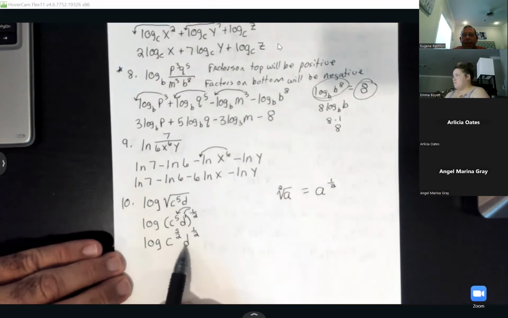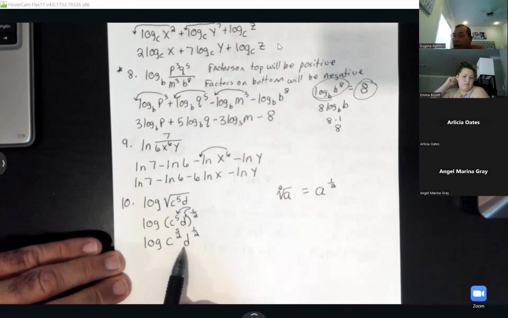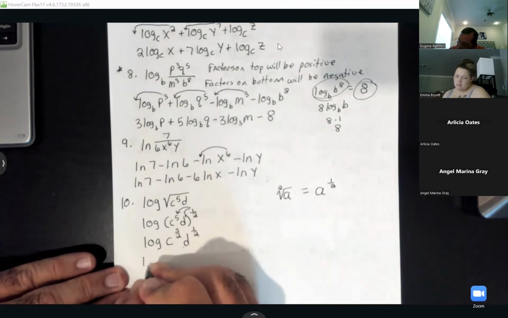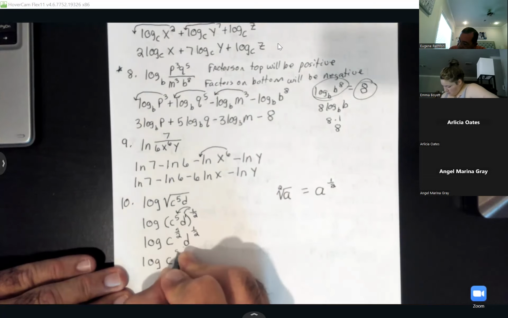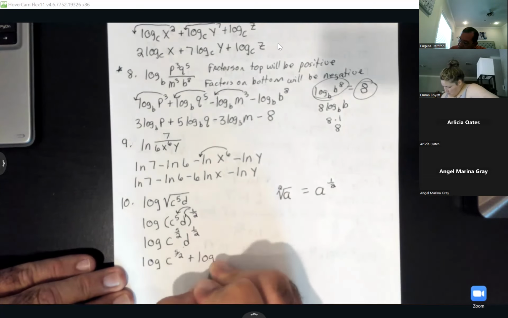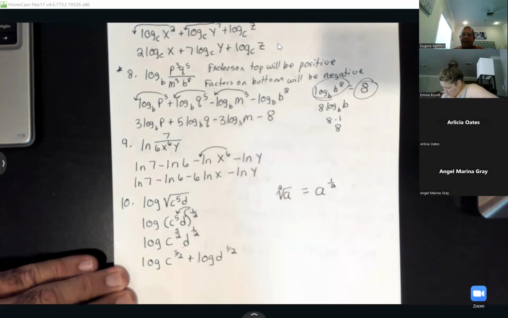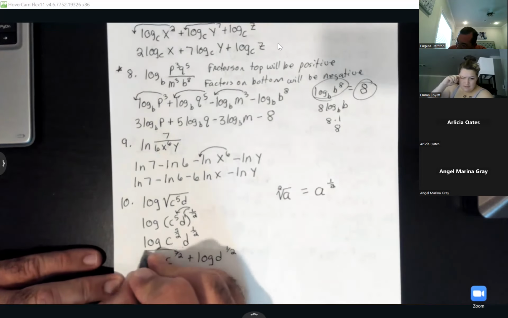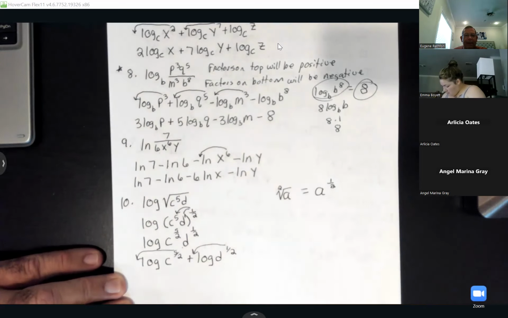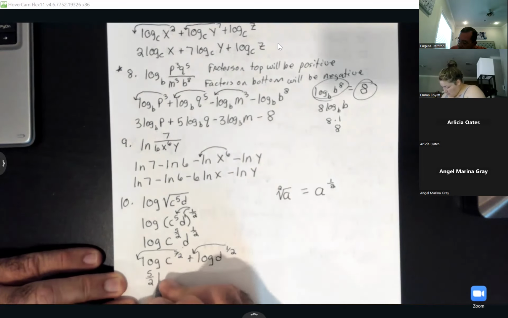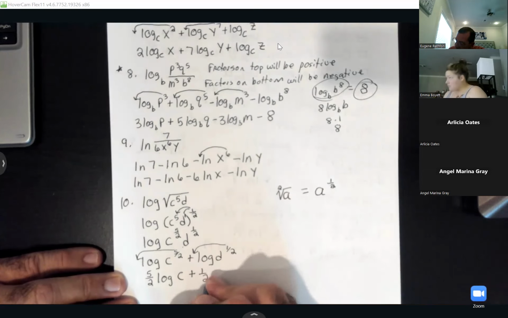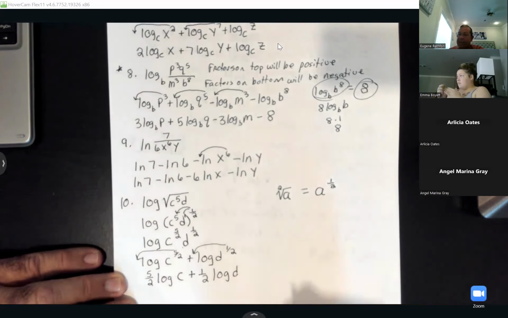All right. So these are being multiplied. Am I going to write them as a sum or a difference? Sum. All righty. So here we go. We got a log C to the 5/2 plus our log D to the 1/2. All right. Anything else? Move the exponent. So there we go. Once again, moving our exponents. So I get a 5/2 log C plus what I have, a 1/2 log D.